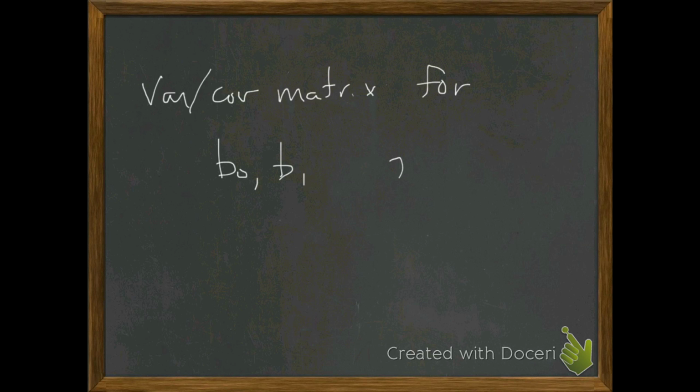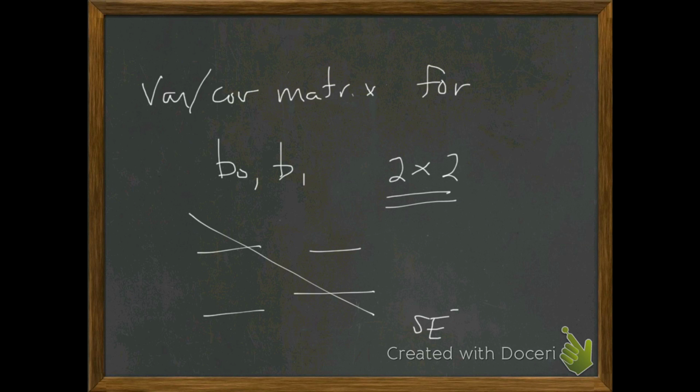And just remember that the variance covariance matrix for beta 0 and beta 1 will be a 2 by 2, and the values on the diagonals will be the standard errors squared for B0, B1. So guys, you make mental notes of that. You're going to be miles ahead. So that's it.